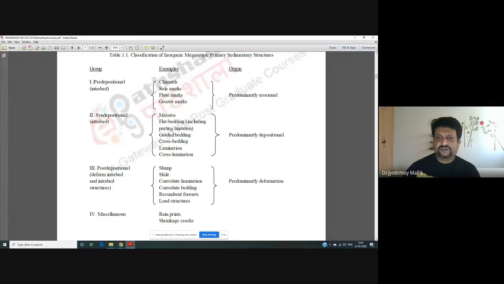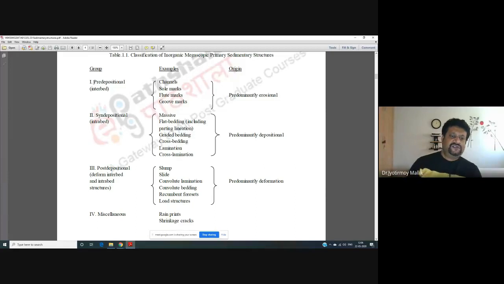Pre-depositional, simply because these sorts of structures get developed in a rock even before the sedimentation process starts. Hence, they are called pre-depositional structures, and they are generally formed across two individual beds. They are called interbed structures. You will see when we discuss them.